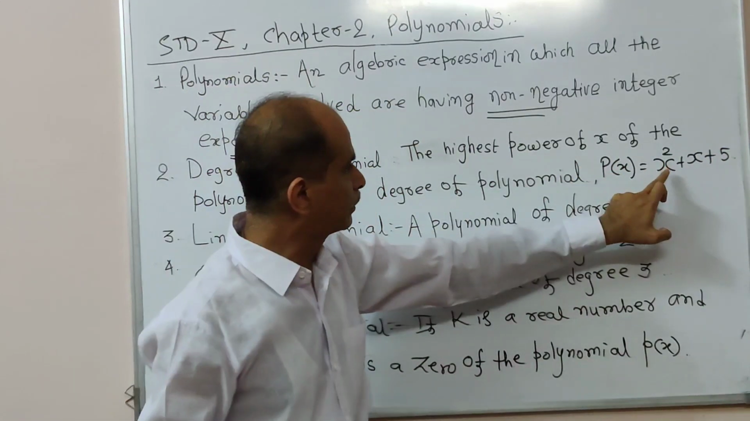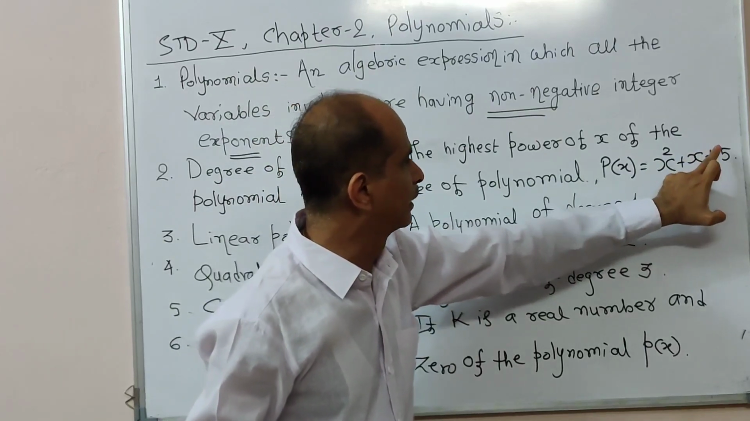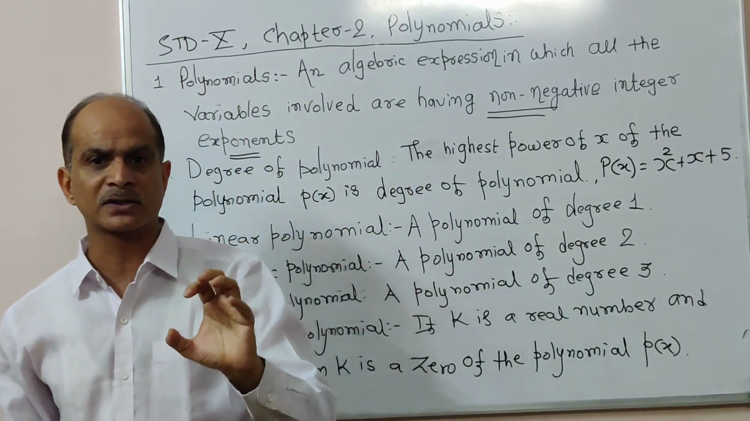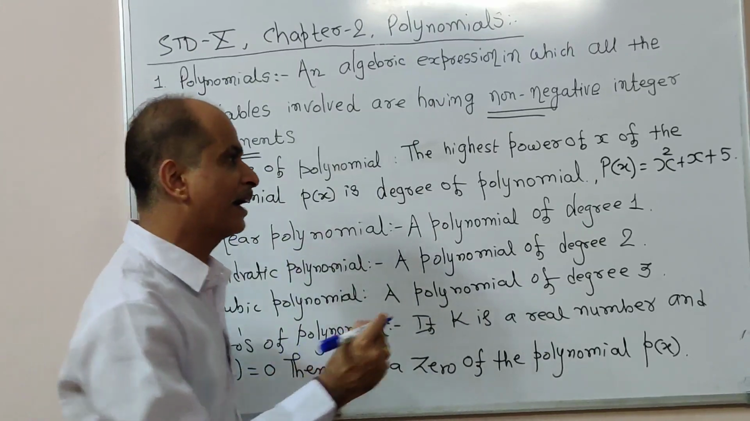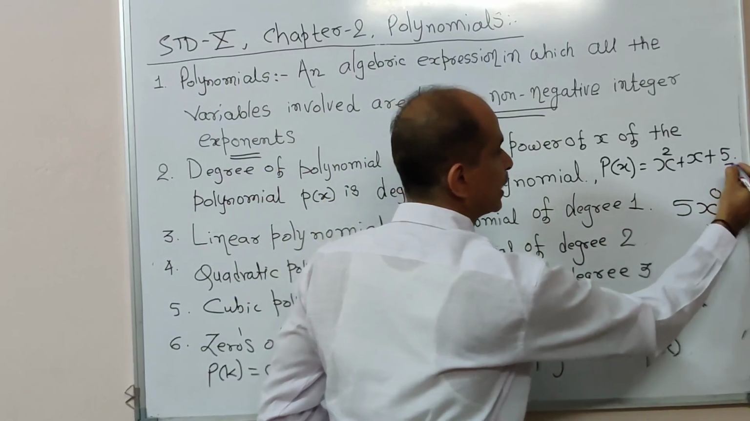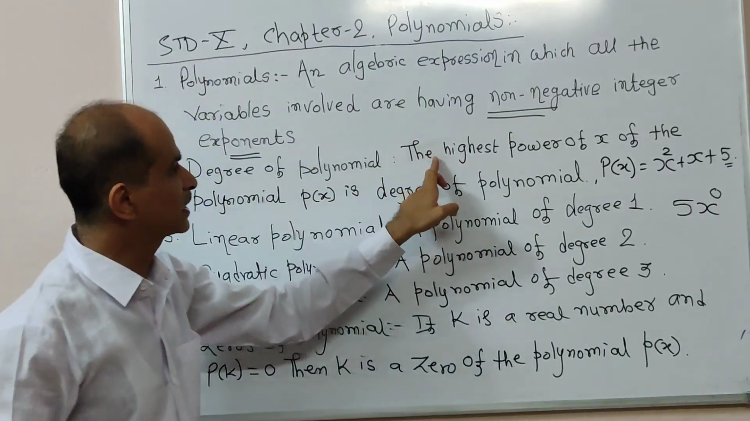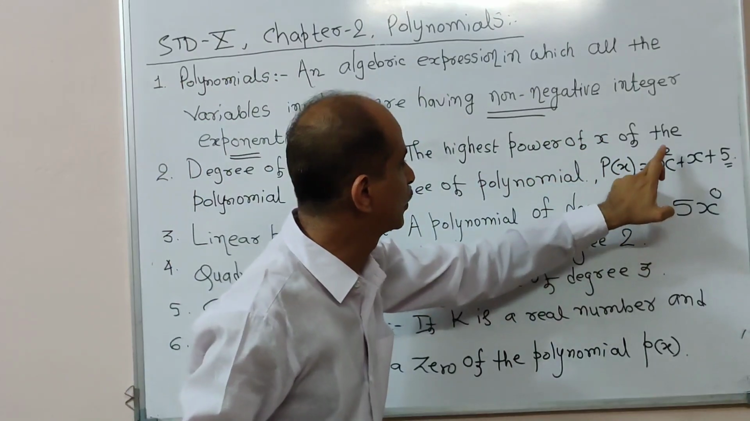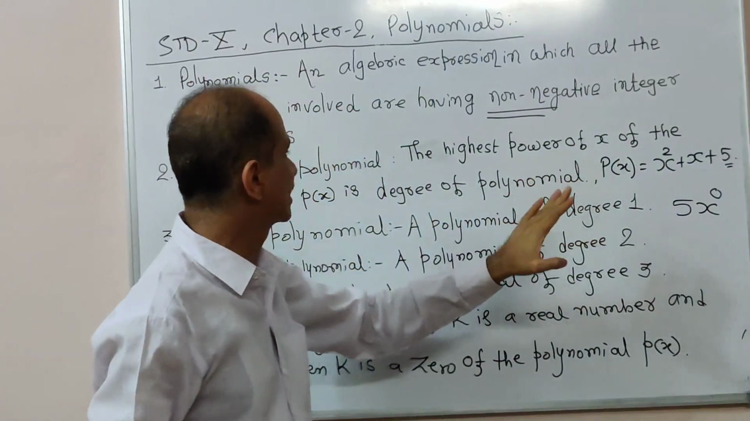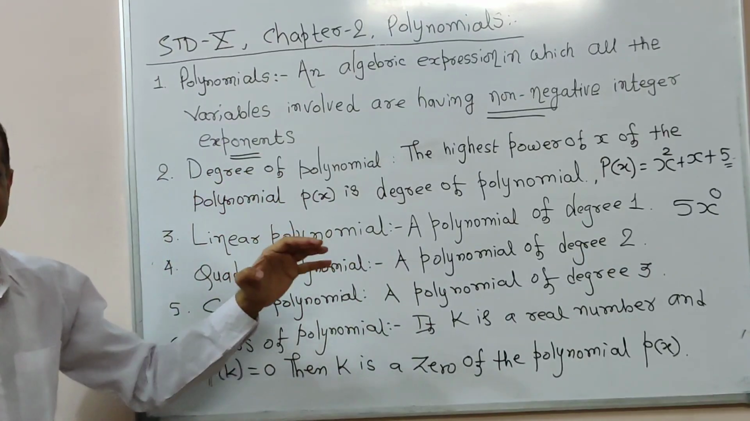You know the degree of x square is 2. Here the degree of x is 1, and here is only the constant 5. So you can write 5x raised to 0, meaning the degree of this term is 0. So the highest power of x in this polynomial is 2, and that's why 2 is known as the degree of this polynomial.